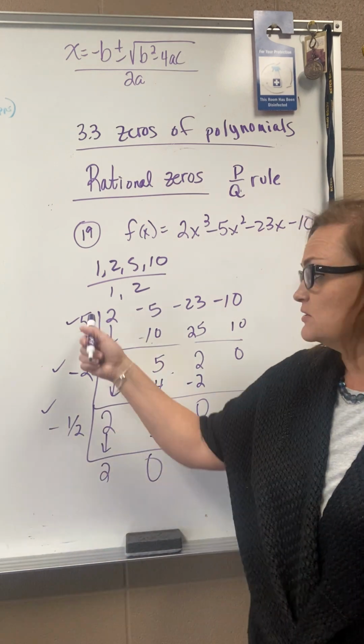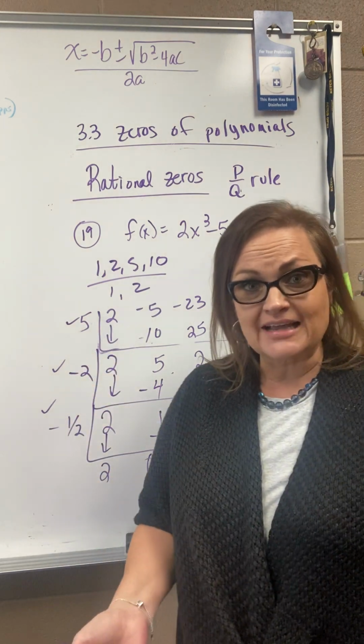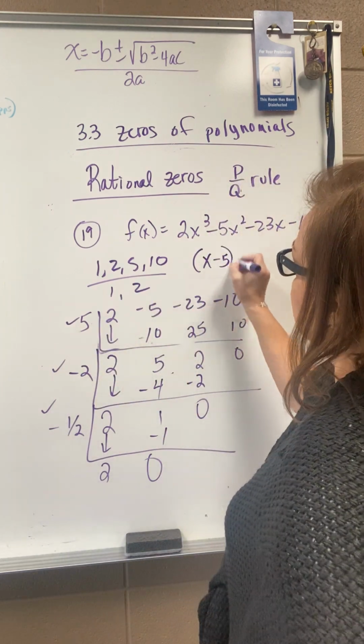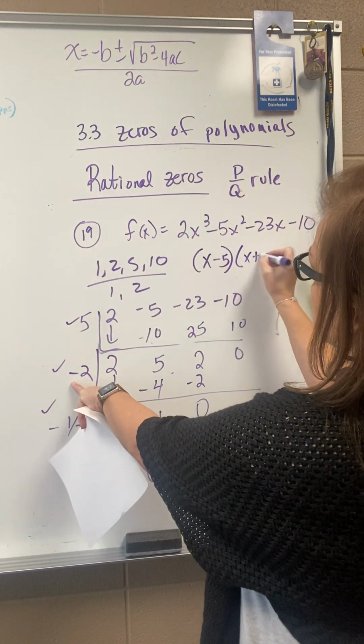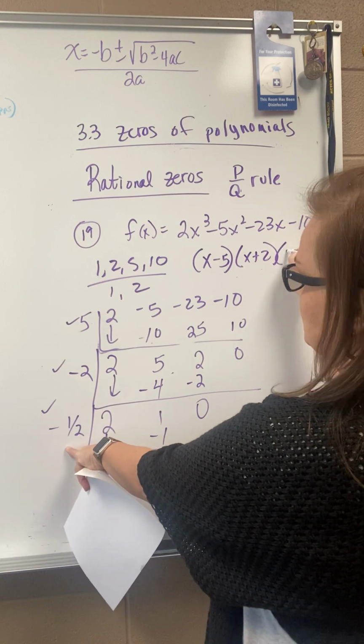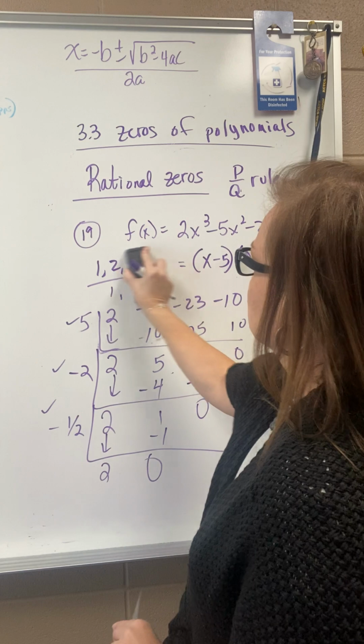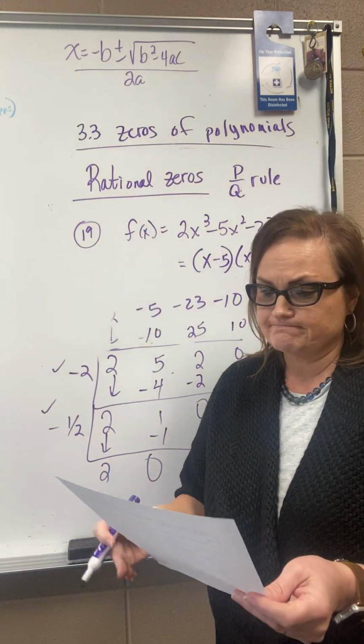If you're graphing it, those are the 3 places it crosses the x-axis. In factored form, we do the opposite sign, so it's x minus 5. That'll be x plus 2, and that will be 2x plus 1. And there you have the factored polynomial when asked to factor.